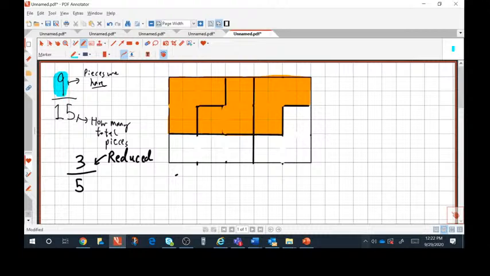Folks, is there something I could do to the number 9 and get 3 that I could also do to the number 15 and get the number 5? Talk to each other. Is there something I can do to 9 to make it a 3 and something I can do to a 15 to make it a 5? Talk to each other, and here we go.